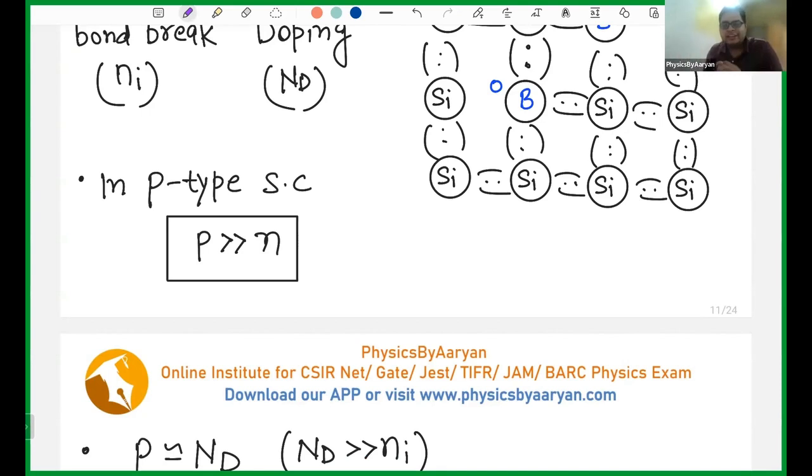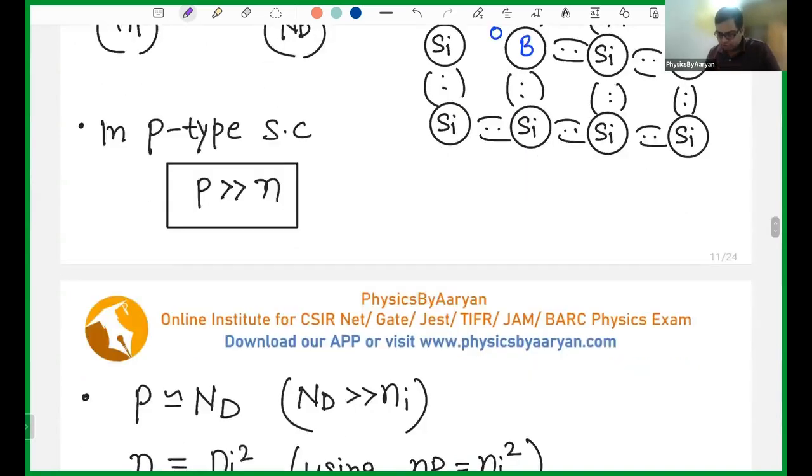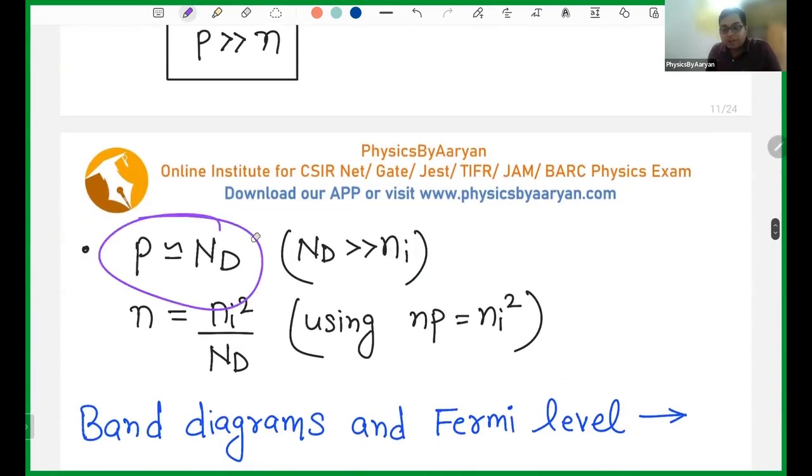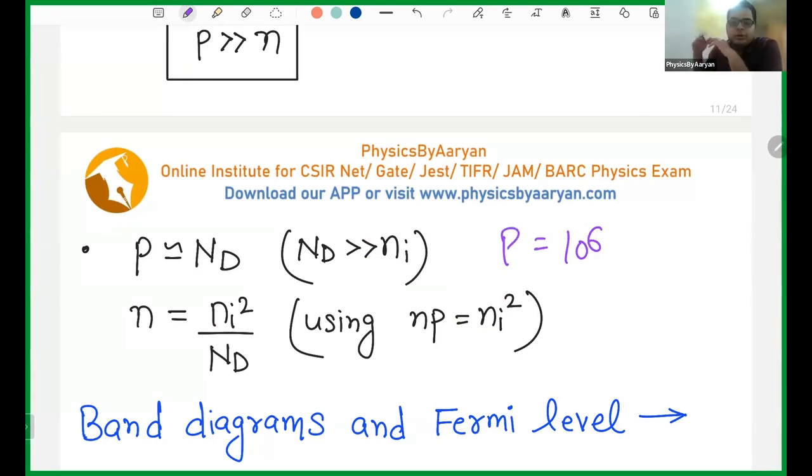So you can easily guess that the number of holes will be much, much larger than the number of electrons. So p is much, much greater than n. What will this p be equal to? p will be equal to the doping. Whatever doping you did, let's say you put 10 raised to power 6 dopants, then your p will also be almost equal to N_D.